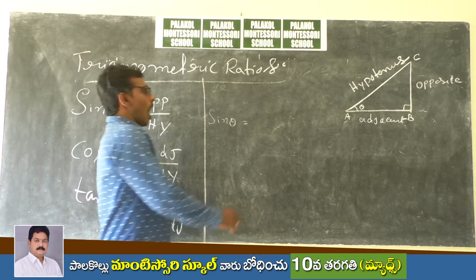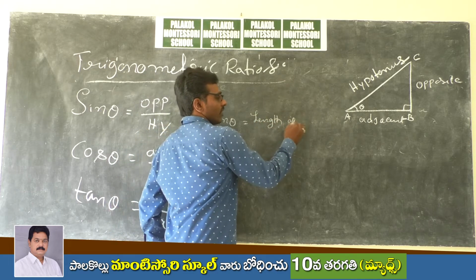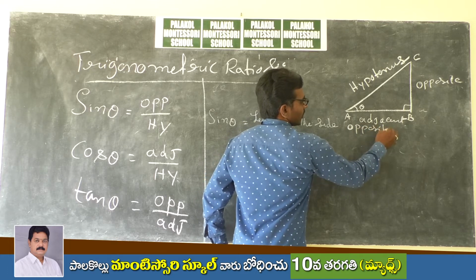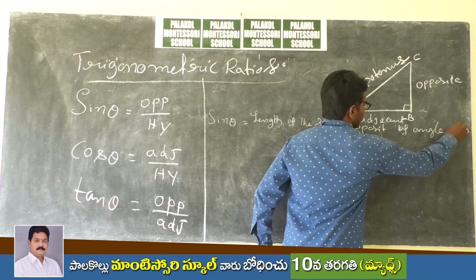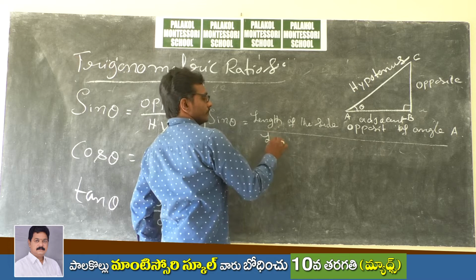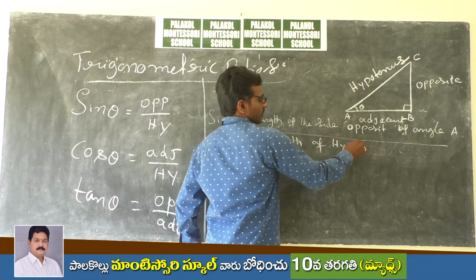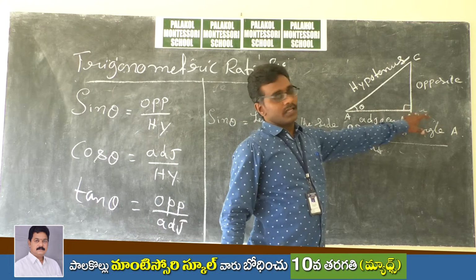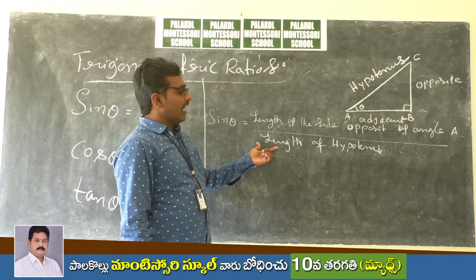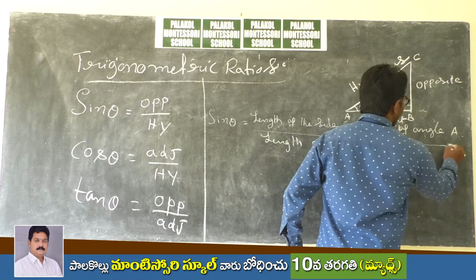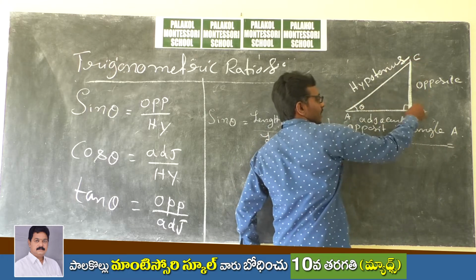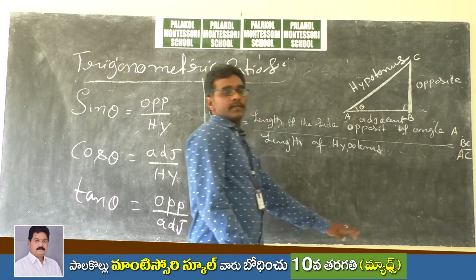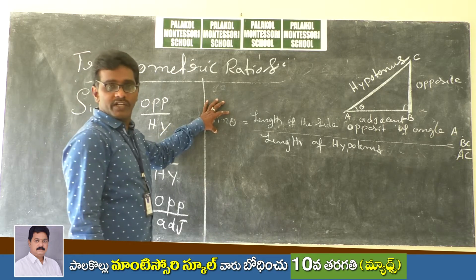Now see, sine theta is equal to the length of the side opposite to angle A by the length of the hypotenuse. That's what we write in symbol form. The opposite side in this triangle is BC, and the hypotenuse is AC. So BC by AC. But how do we define sine theta?